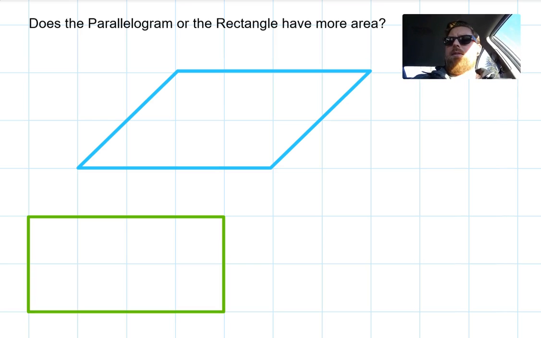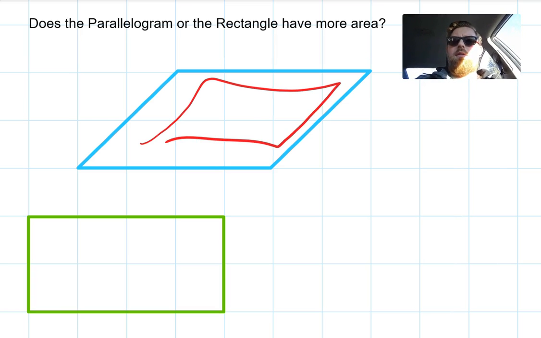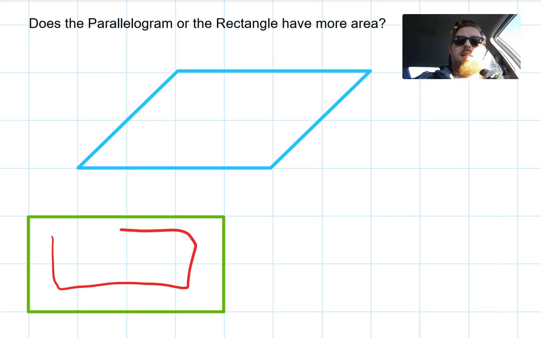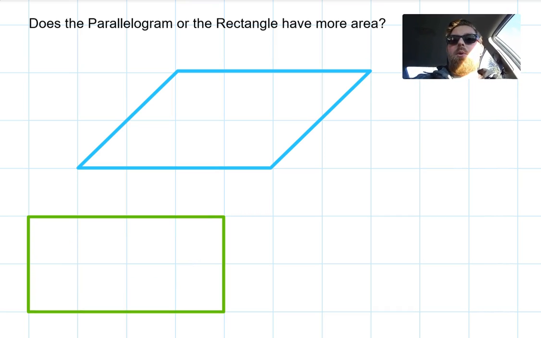All right, that was 5 seconds. All right, so if you decided that this parallelogram right here, the blue one, has the most area, you are incorrect. So that means if you said that this rectangle has the most area, you are also incorrect. So it's kind of a trick question because both of these shapes actually have the same area.